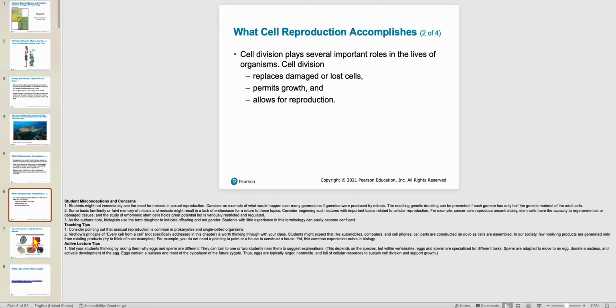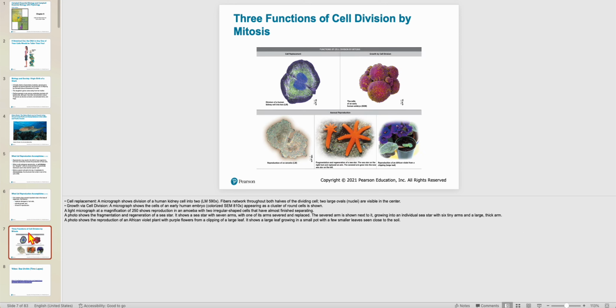Next slide. And by the way, the one I'm on now, before I move to the next, this is an important slide. Cell division plays a role. One kind of role is growth and repair, and the other kind of role that cell division plays is reproduction. Okay, now I can move on. Now these are the forms of three functions of cell division.